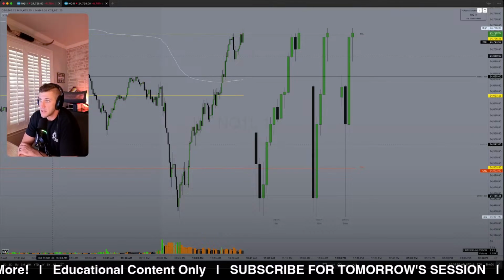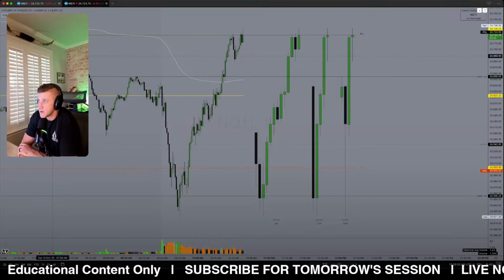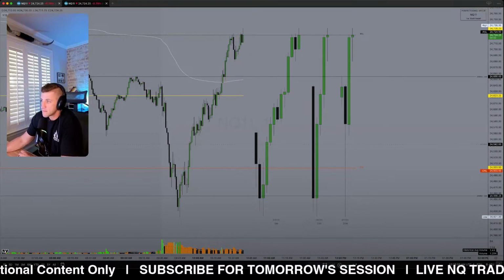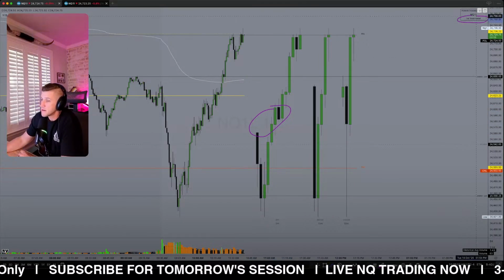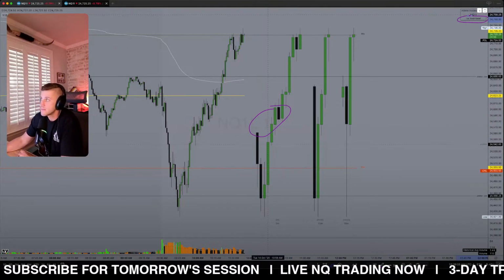What time frame am I on? It's on the chart right there. It's a 1 minute. There's a watermark right in the middle of the chart, and then it tells you up here what time frame as well.